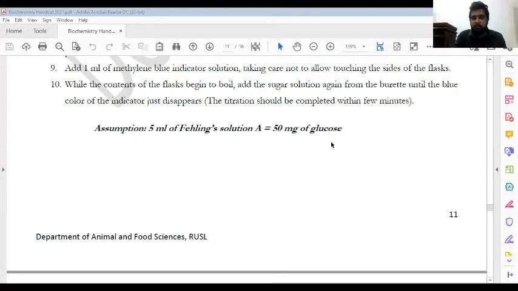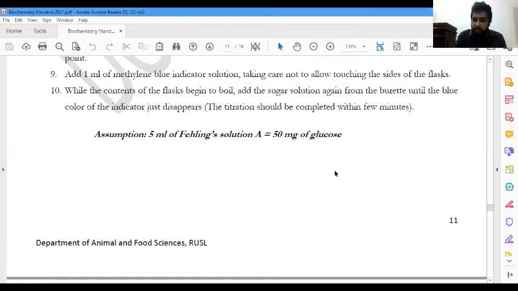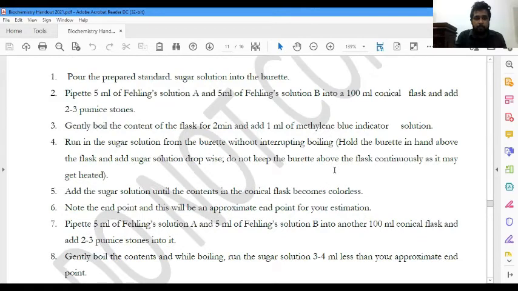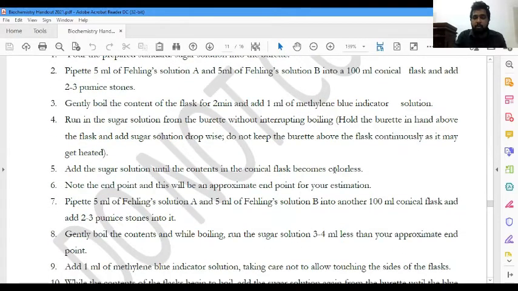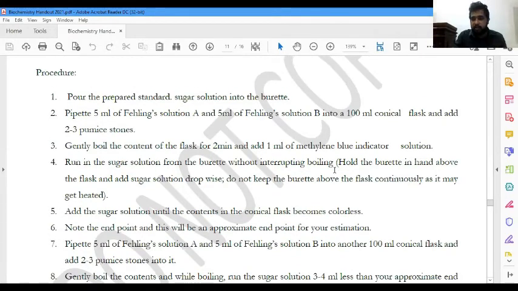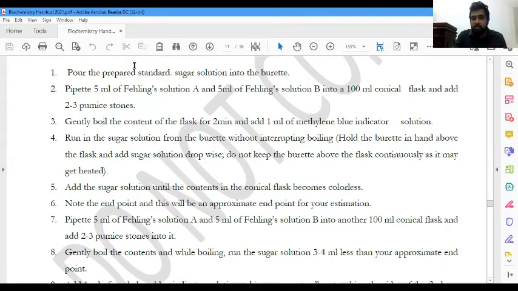I'll give you enough time to ask any questions, and please understand this clearly. When you're doing this titration, you have to think about several things. First thing is, we use heated conditions. We do this titration during the heating of this conical flask. Then you have to do this within a short period of time.